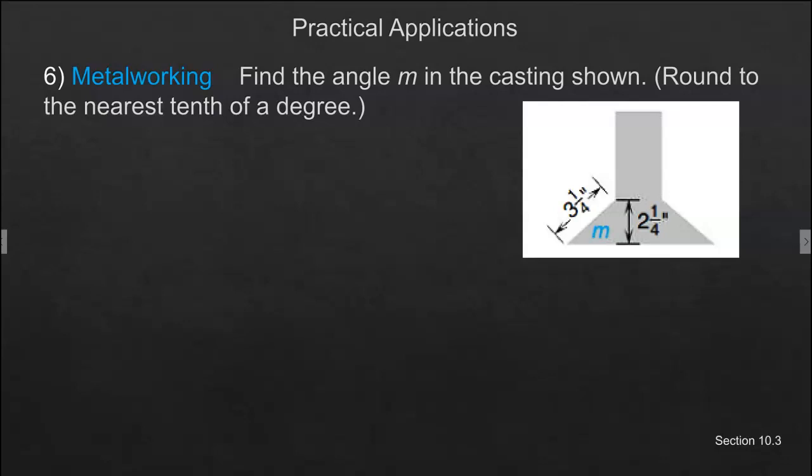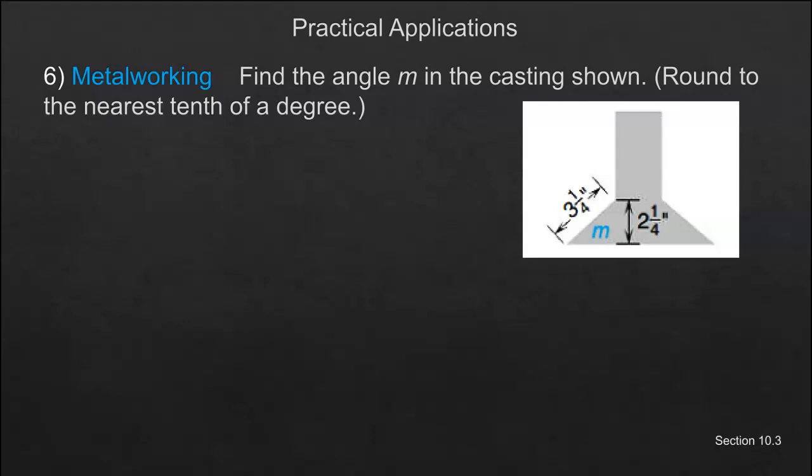Hello, we are on video number 2 for solving right triangles, and this is section 10.3. We're using trig to solve the right triangles. On this one it says find the angle M in the casting shown, round to the nearest tenth of a degree. So it's telling you where to round to.